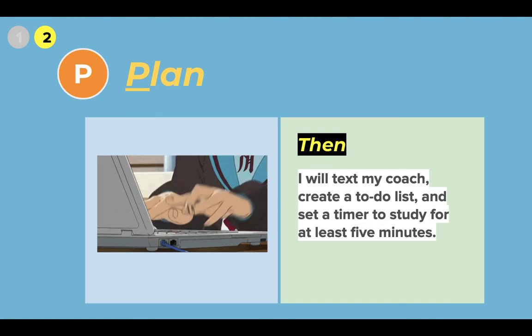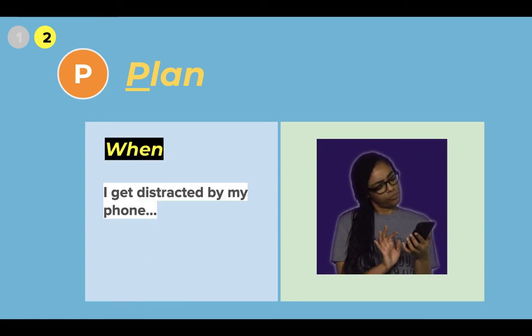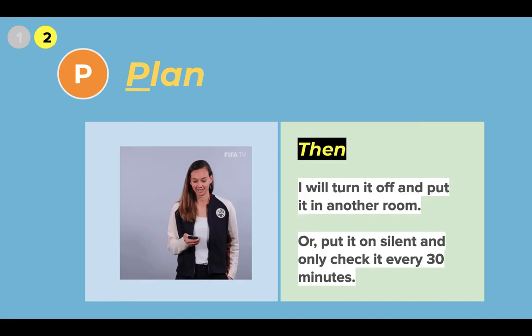Our third example is a distraction that gets the best of all of us. So when you start to feel distracted by your phone, then you'll turn off your phone and put it in the other room. Even if you can't turn your phone completely off, you can put it on silent and only try to check it every 30 minutes. So you've now identified 3 solid plans that you can enact anytime one of these obstacles gets in the way.